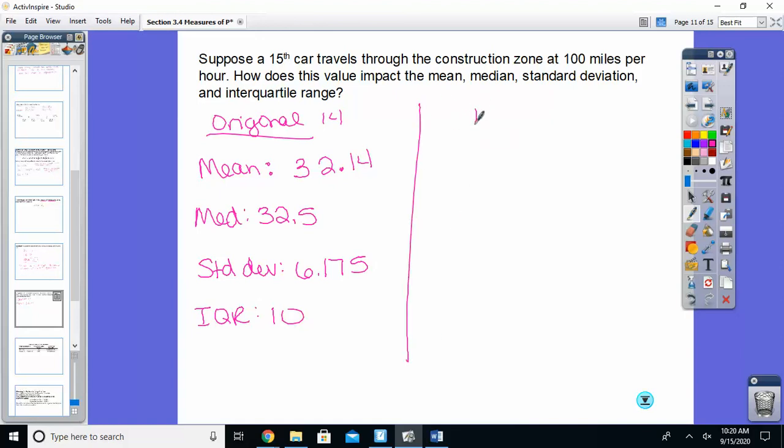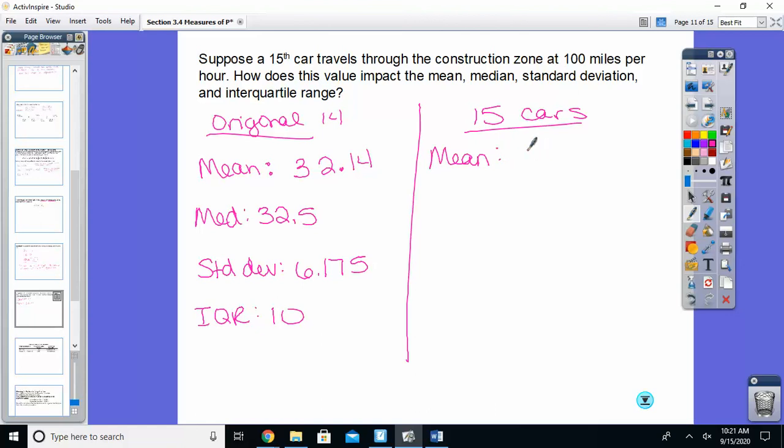Now, let's do the same thing for the 15 cars. So if you go to your stat edit, you need to add in one more value at the end. And what was the speed of this car? 100. And then we're going to go back and calculate and get our new information.